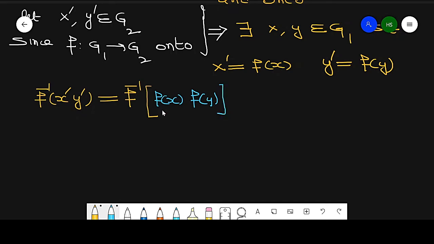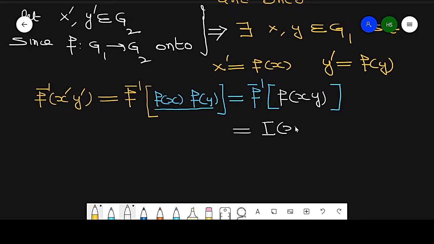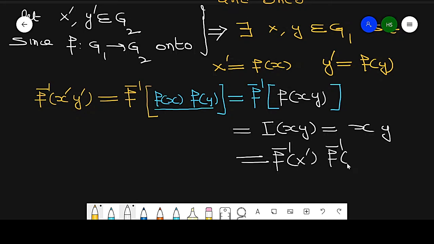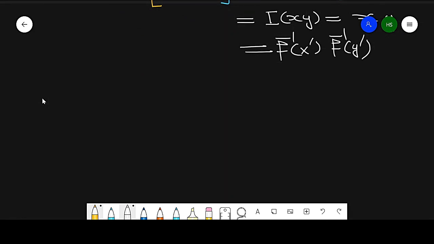Now since f is a homomorphism, by using the property of homomorphism, f inverse of f of xy. Now f inverse of f is equal to identity. So this is identity of xy, which is equal to x into y. Now substitute the value of x and y from this. x is f inverse of x dash into f inverse of y dash. So f inverse is a homomorphism. So it is one-one, onto as well as homomorphism.